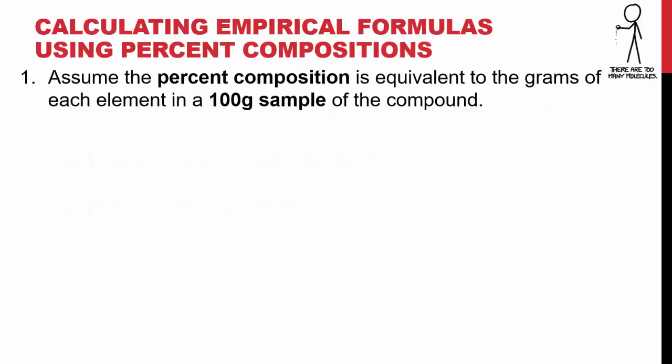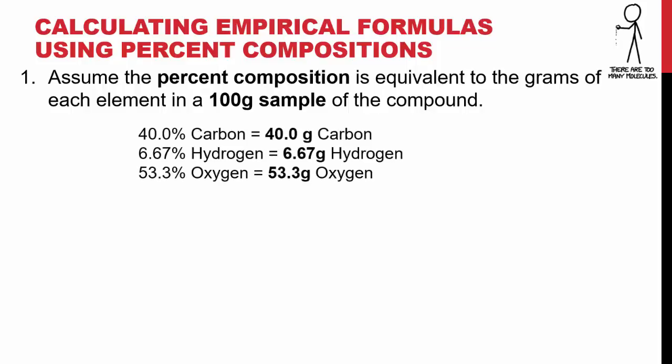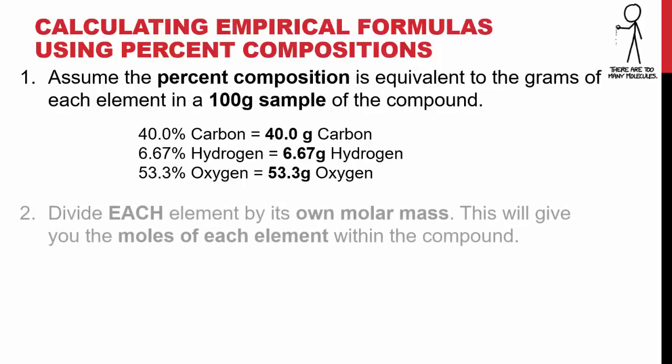So calculating empirical formulas using percent compositions, we have to assume that the percent composition is equivalent to the grams of each element in a 100 gram sample of a compound. This will make it easy for us because then those percentages can just be turned into grams. So 40% of carbon would just be 40 grams of carbon. 6.67 grams of hydrogen would just be 6.67 grams of hydrogen. 53.3% would just be 53.3 grams.